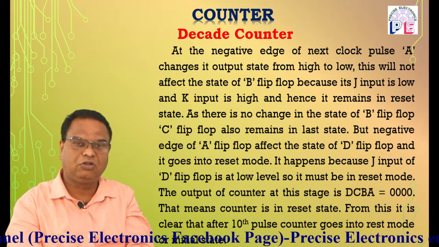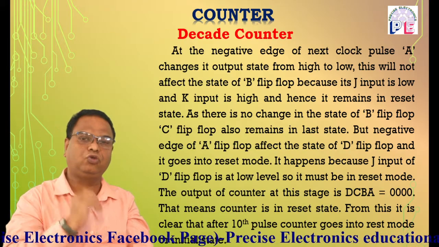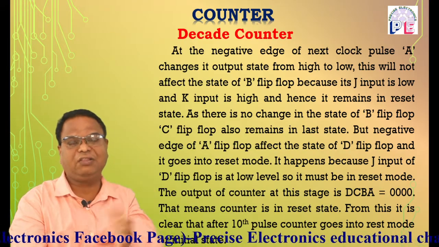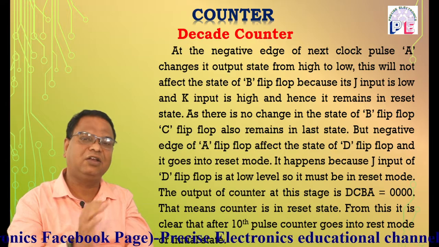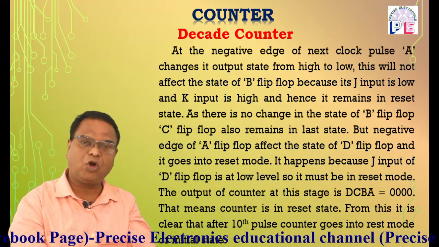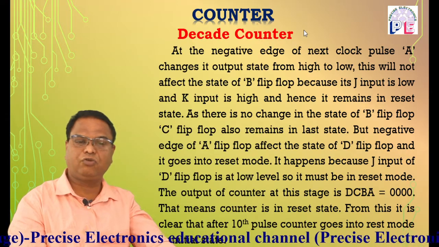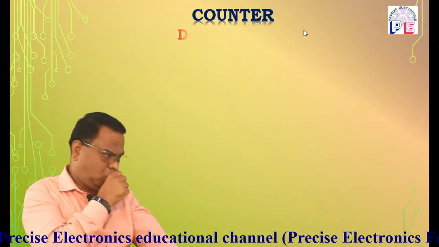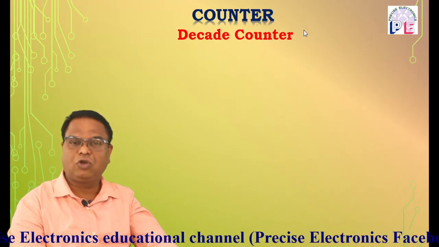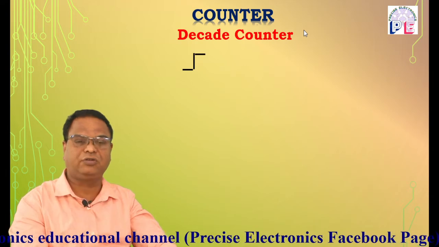that is 9. This counter is used to count the 10 pulses from 0 to 9. So at the end of the 10 pulses, the output of the counter gets to its initial stage. That is a mod 10 counter, or a decade counter. Now friends, we are moving towards the clock diagram, also known as the timing diagram of this counter.